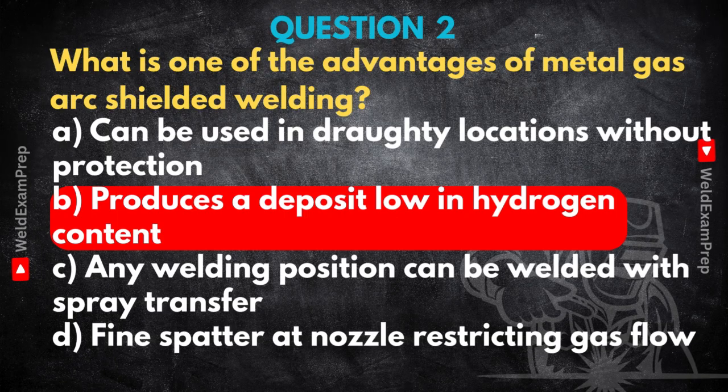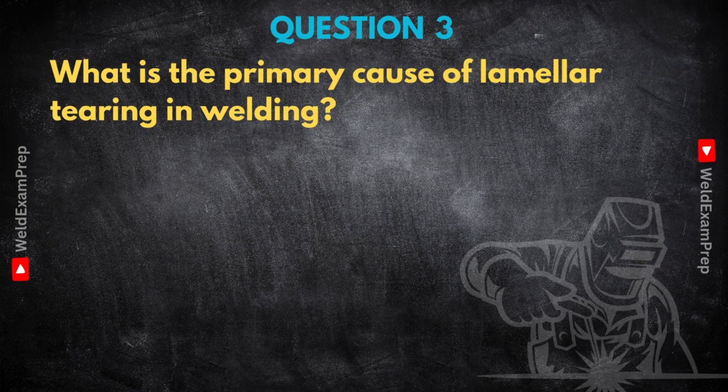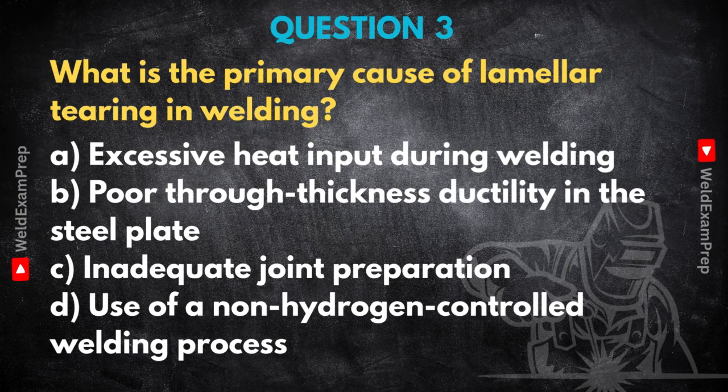Okay, let's keep going. Our third deep dive takes us into the slightly scary world of welding defects themselves, specifically lamellar tearing. Lamellar tearing, yes, a nasty one. Definitely one you want to avoid. The question is, what is the primary cause of lamellar tearing in welding? And your options are A, excessive heat input during welding, B, poor through-thickness ductility in the steel plate, C, inadequate joint preparation, or D, use of a non-hydrogen-controlled welding process.